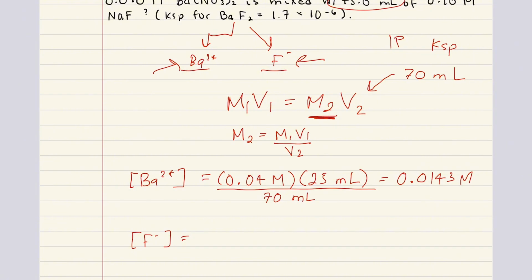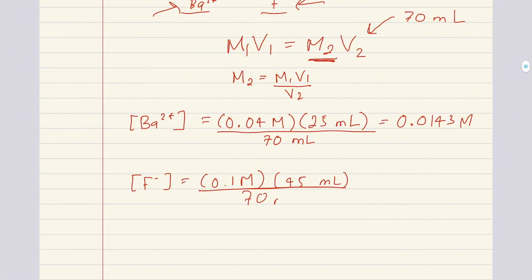Now we want to do the same thing for our fluoride ions. This is going to be equal to M1 V1 over V2. M1 is 0.1 molar. V1 is equal to 45 milliliters, and V2 is 70 milliliters. If we plug this into our calculator, we're going to get 0.0643 molar.